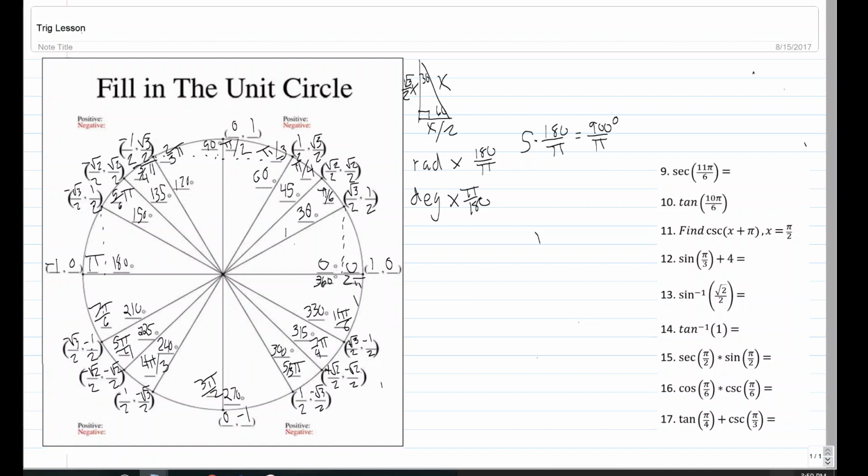And same thing for degrees. Alright, lastly, I'm just going to knock out a few problems. This is going to be quite easy because we have this table here, this beautiful unit circle. So the secant of 11 pi over 6. Alright, so we got to go back to remember what secant is. Well, secant is 1 over cosine.